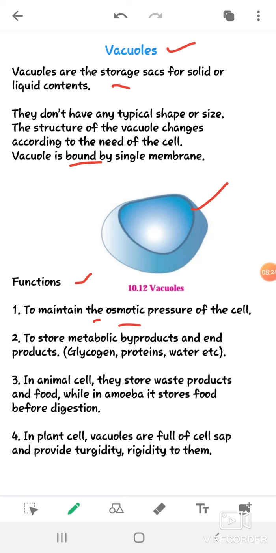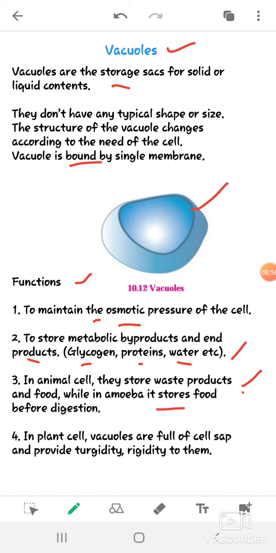So they store the metabolic by-products and end products. जो भी रिएक्शन में प्रोडक्ट्स तैयार होते हैं, बाय प्रोडक्ट्स जो रहेंगे, और एंड प्रोडक्ट्स like glycogen, protein, water etc. stored by the vacuoles. Now in animal cell they store waste product. In animal cell they store the waste product and food, while in amoeba it stores the food before the digestion. When any amoeba takes the food, it is stored by vacuole in amoeba, the protozoa.